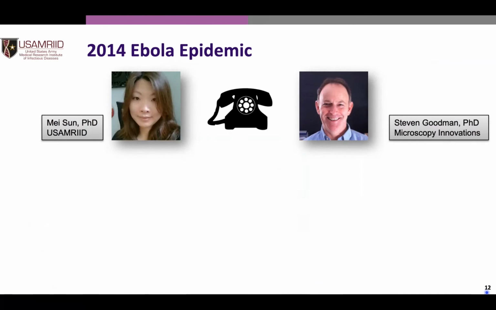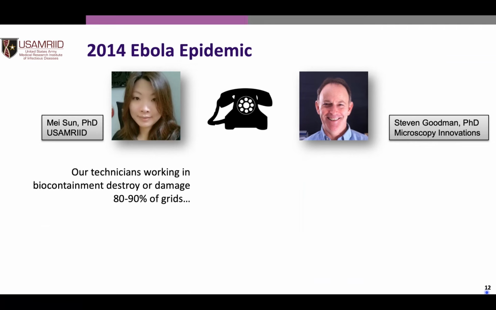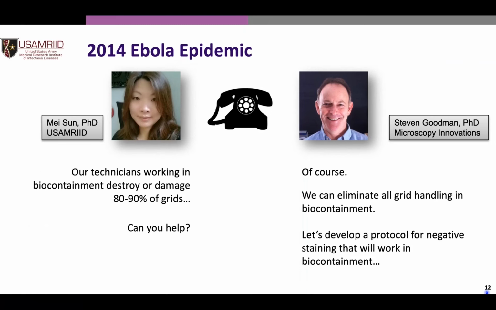And on the other end of the line was Dr. May Sun from USAMRIID, the U.S. Army Research Institute of Infectious Diseases. And that's me in the other picture there. May explained to me that their technicians working in biocontainment destroy or damage 80 to 90% of grids. She wondered if we could help. And of course, I answered, of course. We can eliminate all grid handling in biocontainment. So together, I suggested that we develop a protocol for negative staining that will work in biocontainment.